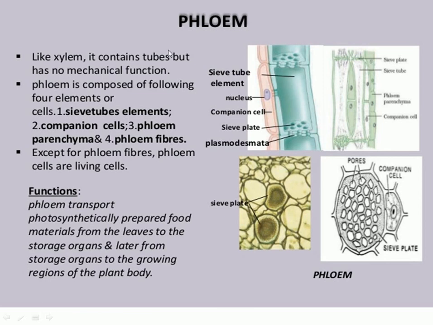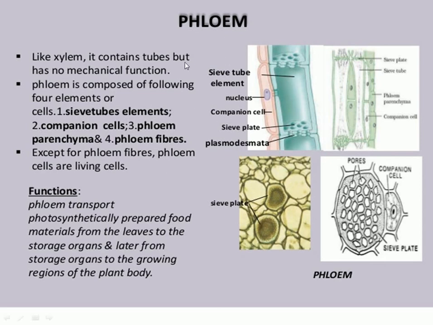Now the second vascular complex tissue is the phloem. Phloem is the second complex permanent tissue inside the plant. It helps in the transport of food from the leaves, because in the leaf the food is synthesized due to the photosynthesis process, and it is transported to all parts of the plant body with the help of phloem. So phloem plays an important role in the transportation of food.